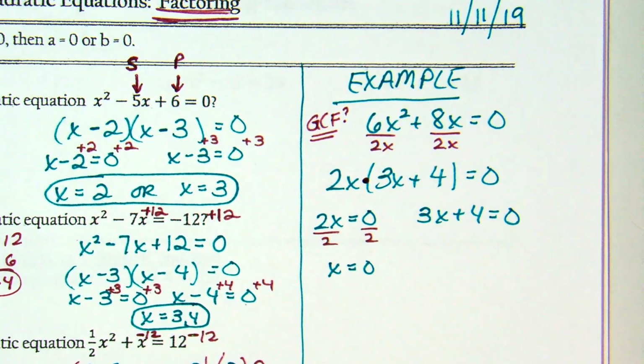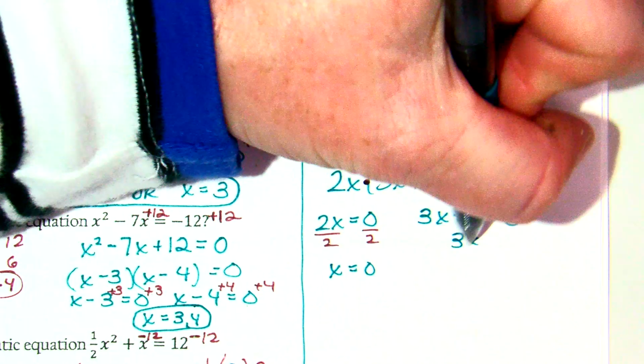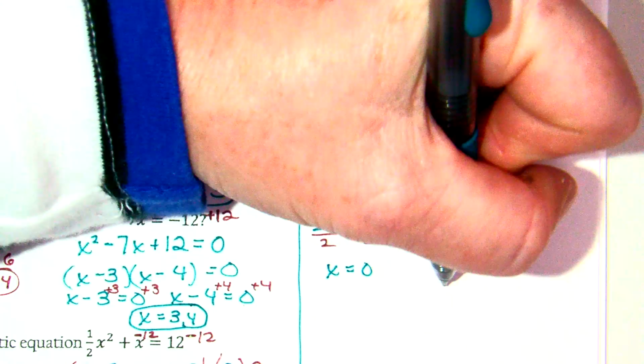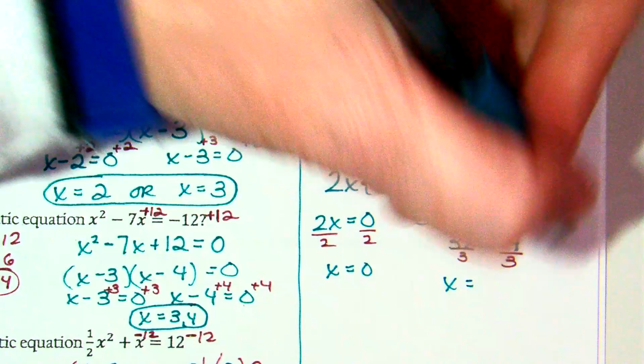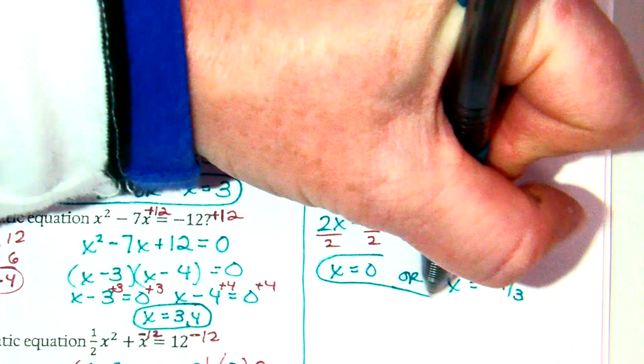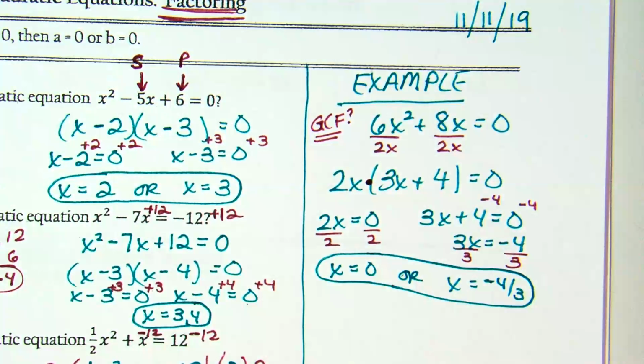If it's 3x plus 4 equals 0, how do I solve for x? Okay, subtract 4. So now I have 3x equals -4. Divide by 3. And what's my answer here? Yeah, -4 divided by 3 is -4 over 3, -4/3. So I have answers of 0 and -4/3.